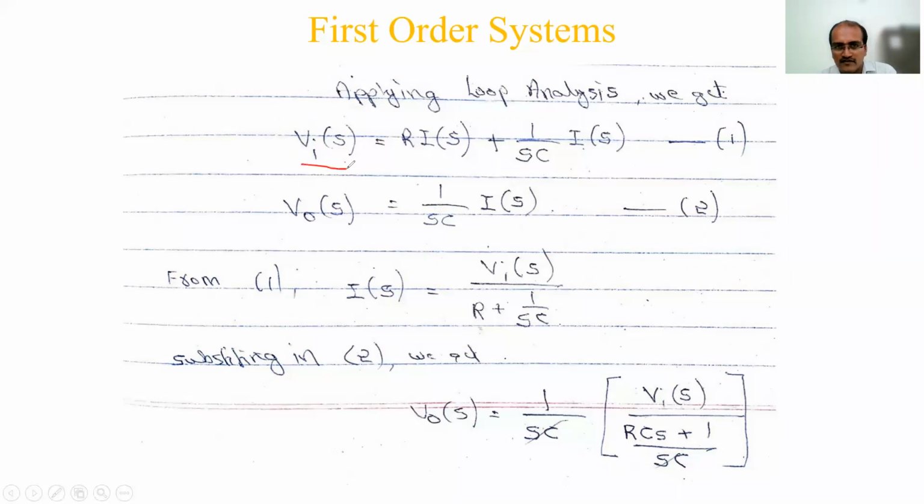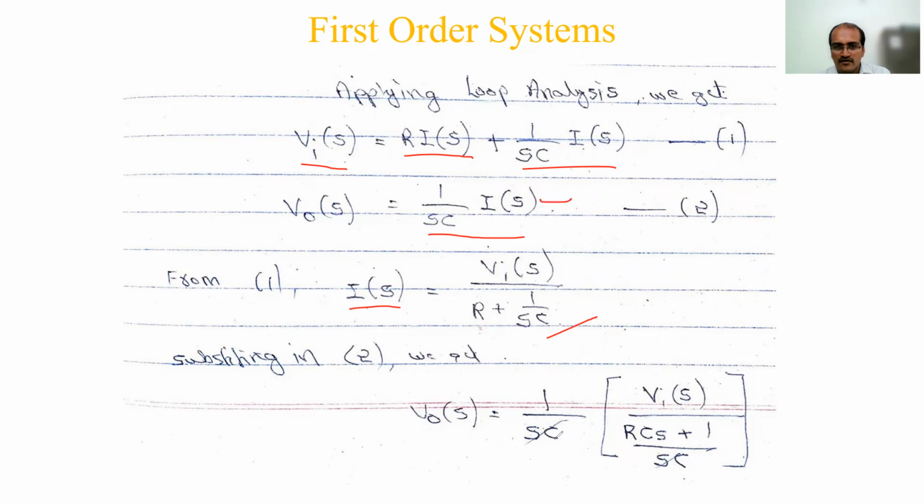Vi of s equal to R into I of s plus 1 by SC into I of s. Two elements are there, I of s is common, so R plus 1 by SC will come. Similarly, V naught of s is the current into the capacitor, 1 by SC into I of s. So these are the two equations. Now we have to get the transfer function. For that, V naught and Vi we have to club. For that, from equation 1, I of s is written as Vi of s by R plus 1 by SC, because it was common, so that is taken in the denominator. And now this value you can substitute in equation 2.